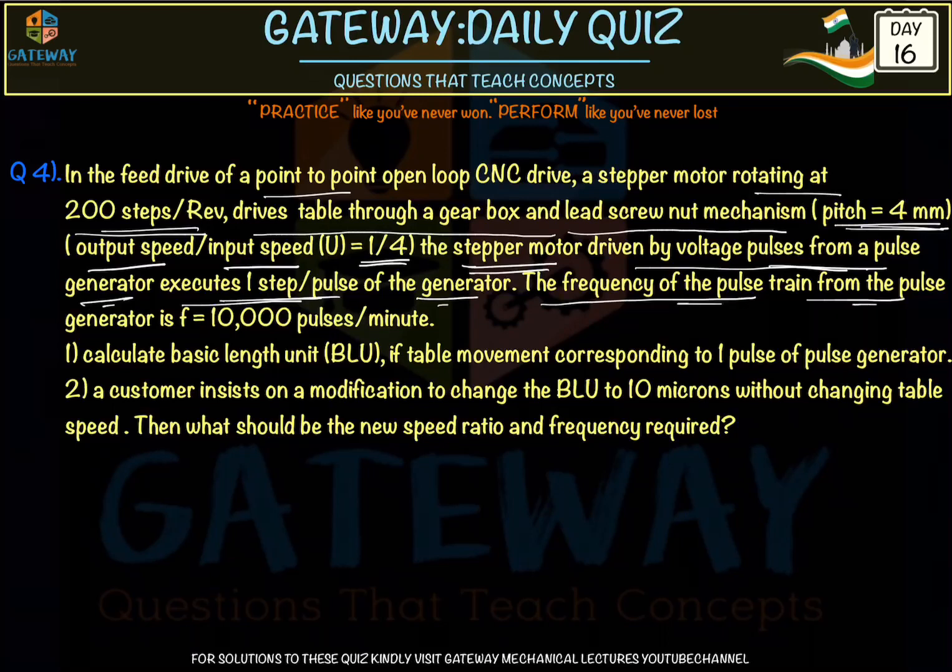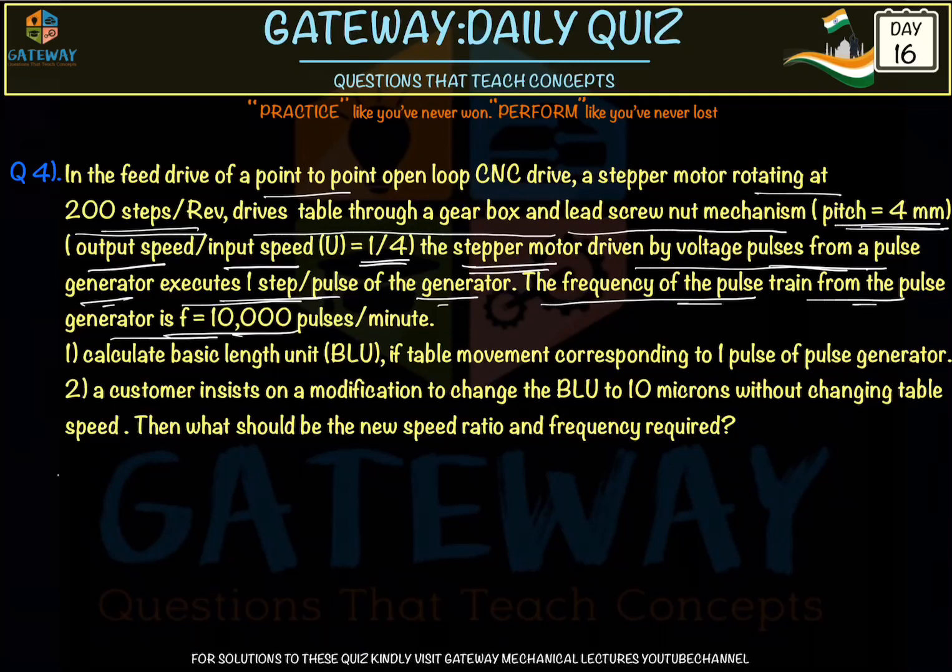The frequency of the pulse train from the pulse generator is 10,000 pulses per minute. So in 1 minute this pulse generator will be producing 10,000 pulses. That means in 1 minute our stepper motor will make 10,000 steps. If 200 steps make one revolution, then what is the number of revolutions made in 1 minute? Nothing but 10,000 upon 200, and that comes out to be 50. So it will be making 50 revolutions per minute. That is the speed of the stepper motor. So this is all the question.